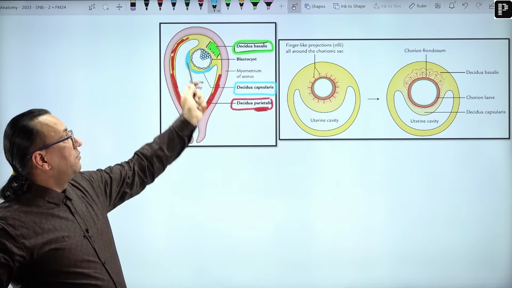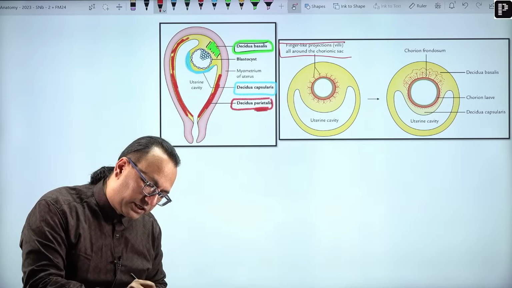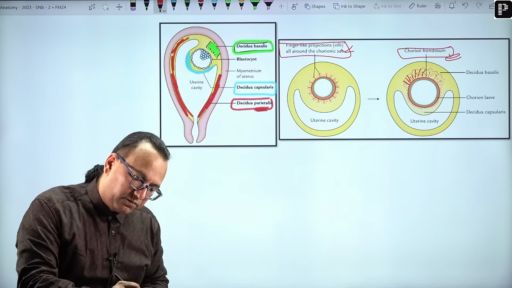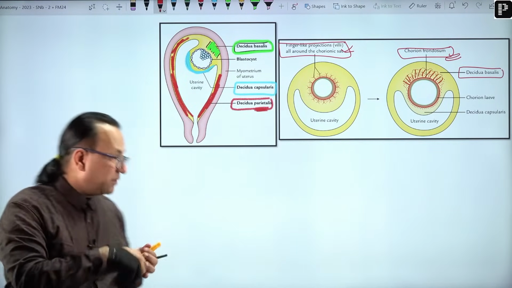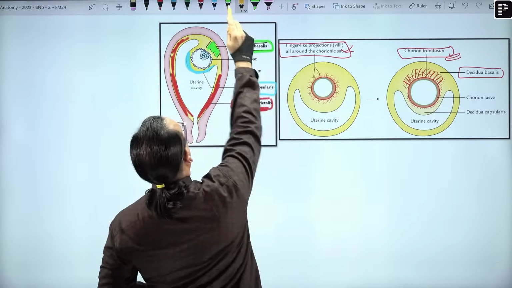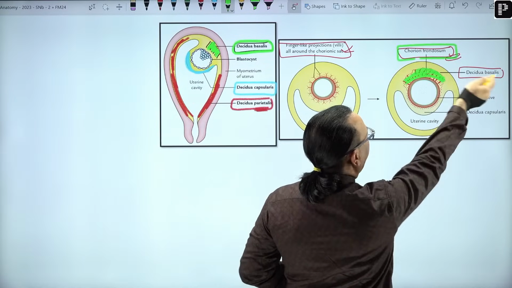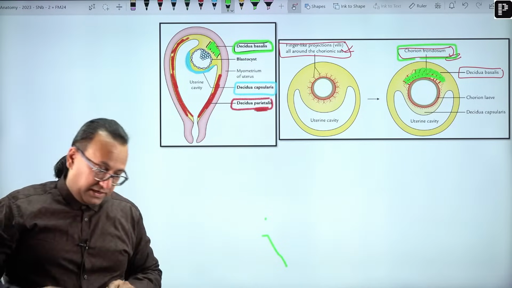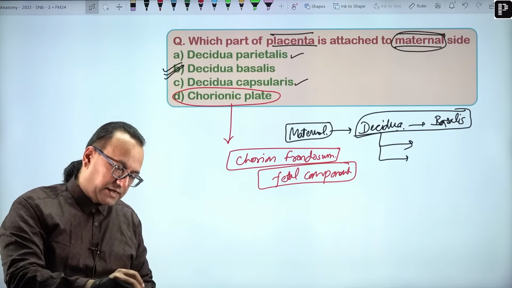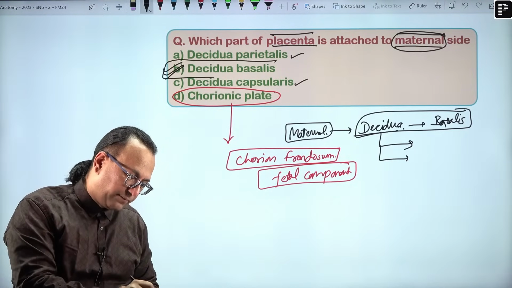But when it comes to the fetal component, as you can see in this diagram, the fetal component is chorion frondosum. So here the finger-like projections, the chorion frondosum, will form the chorionic plate. That chorionic plate is going to meet with the decidua basalis. So this part will be the fetal component, and maternal, we already have told, is decidua basalis. So as we come back to the question, which part of the placenta is attaching to the maternal side? Maternal means decidua basalis, and hence our answer should remain choice number B here.